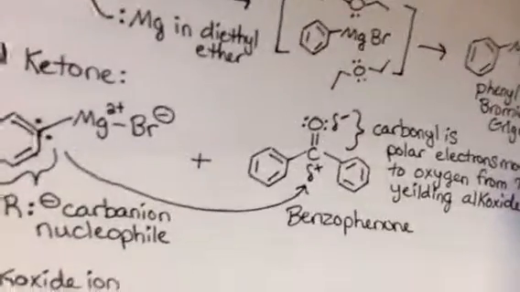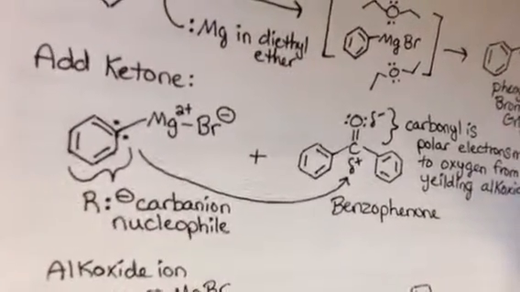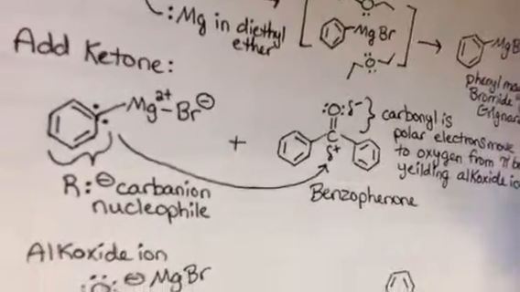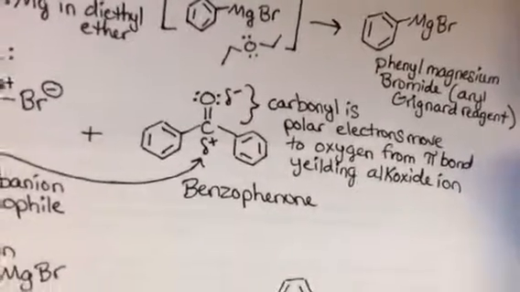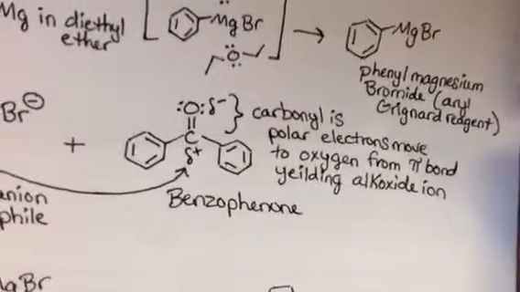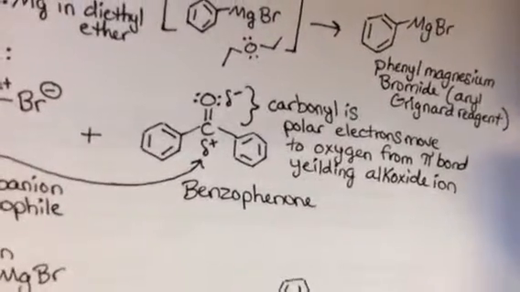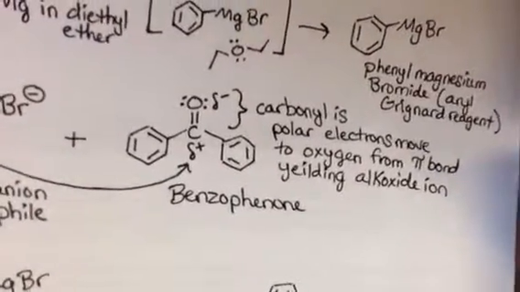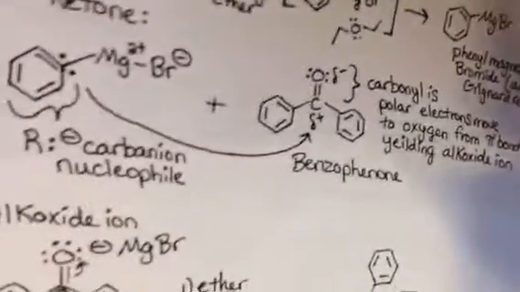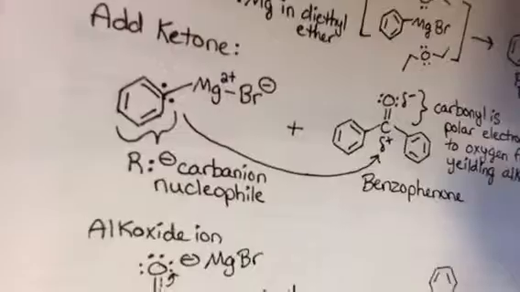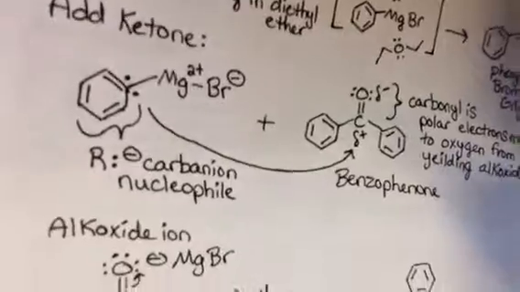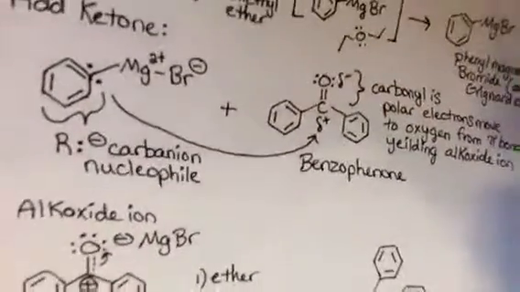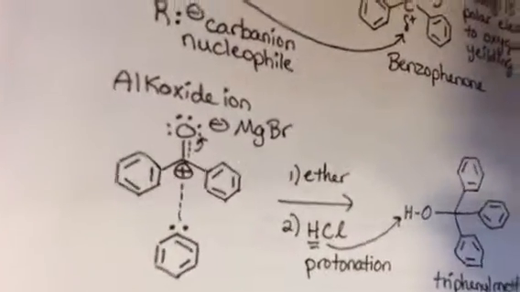So what happens next is that the carbanion in the Grignard reagent nucleophilically attacks the carbonyl carbon of our ketone benzophenone. The carbonyl group is polar. The carbon has a partial positive charge and the oxygen has a partial negative charge. So that's what attracts the nucleophilic attack of the carbanion to form a new carbon-to-carbon bond. So this is just a diagram of how that happens.